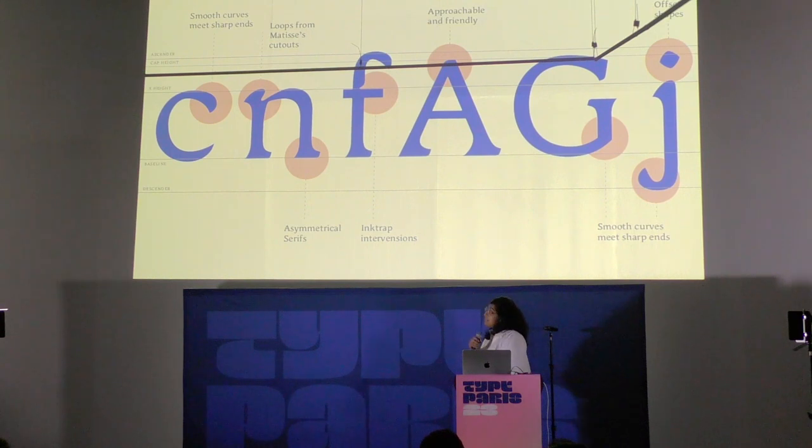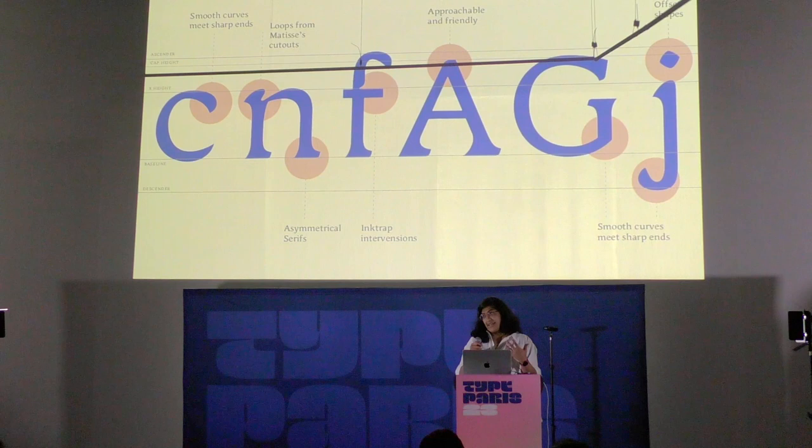It has smooth curves that end up meeting sharp ends. There were interesting junctions and loops from Matisse's cutouts that I tried to borrow into the work. We had to keep it slightly approachable and friendly because his work was very energetic. There was a lot of color. There were a lot of offset shapes, nothing that followed rules. So it was really hard to marry with the type design.